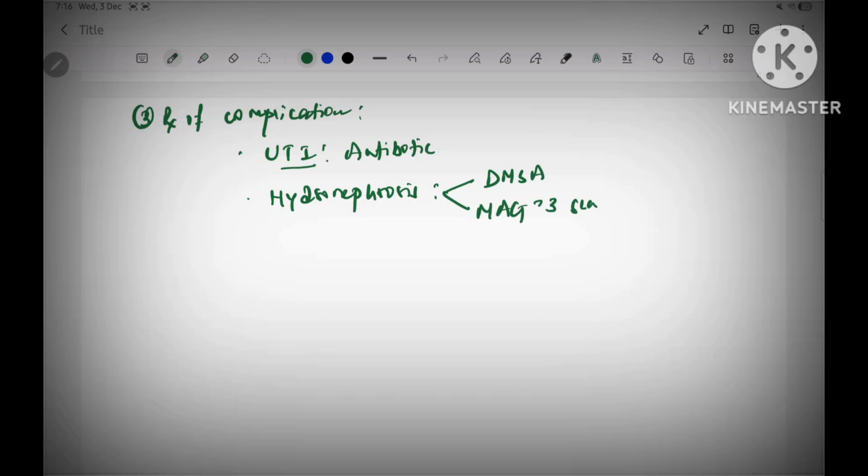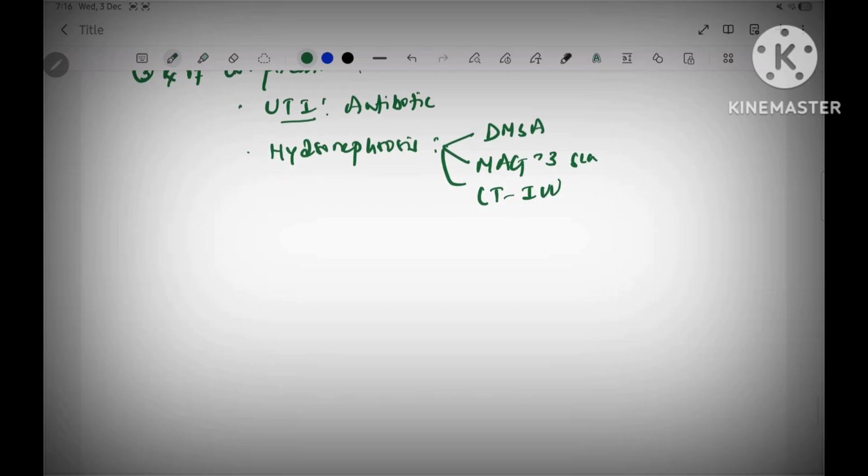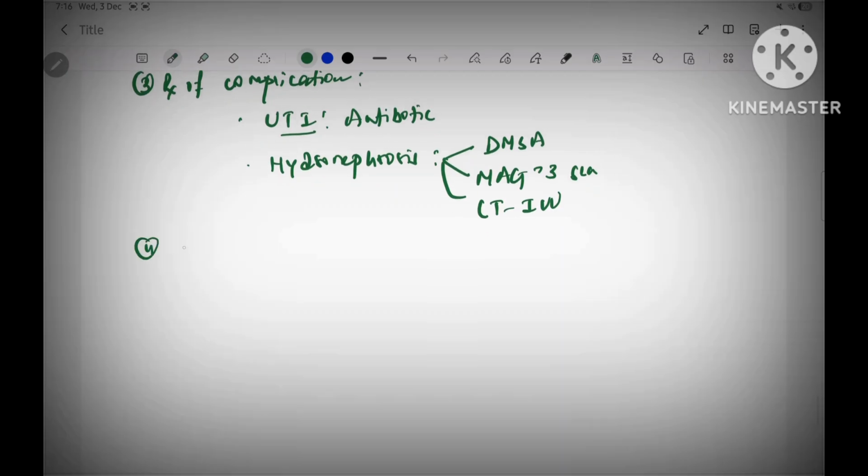Hydronephrosis is a big topic, we will discuss it later, but I am just saying the investigations we do. One is DMSA, MAG3, one is CT IVU. These are the investigations which we do in hydronephrosis, and after the investigation the appropriate management is done, and similarly other complications of renal stones are also treated. Now the fourth point is prevention.